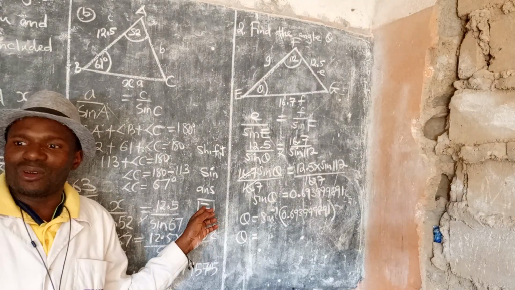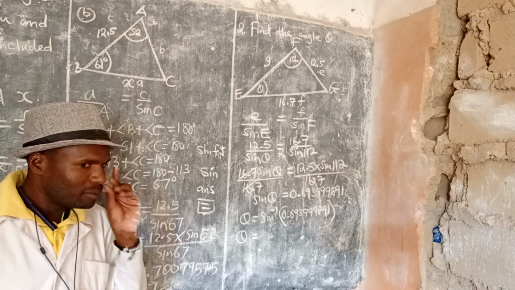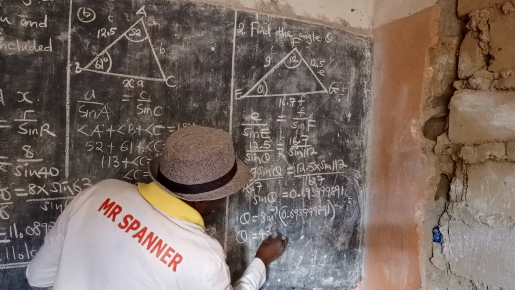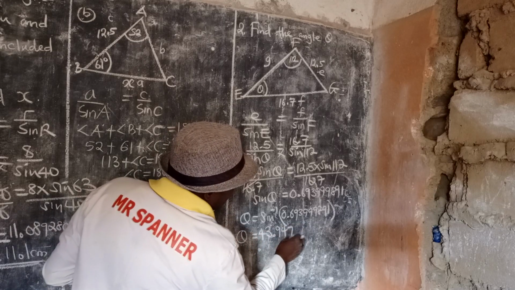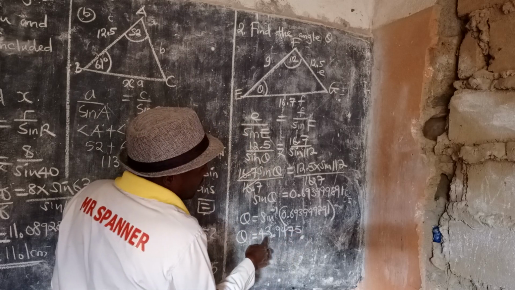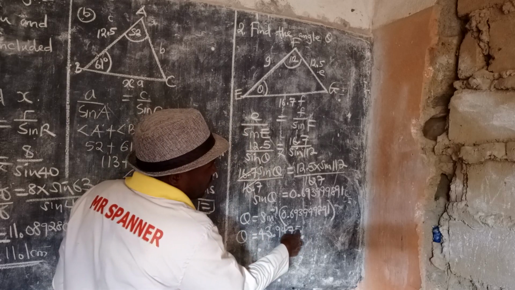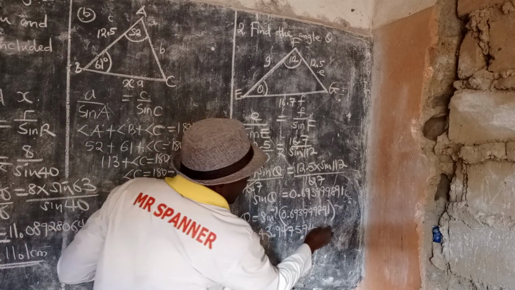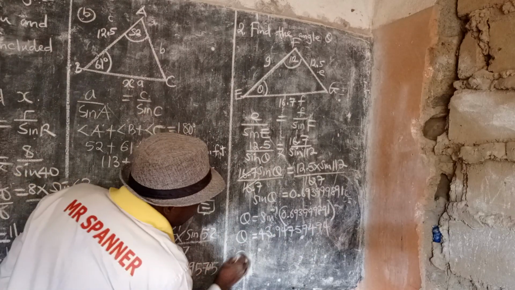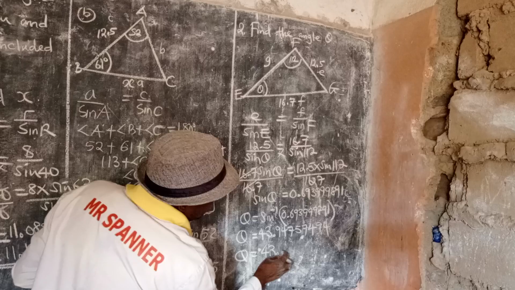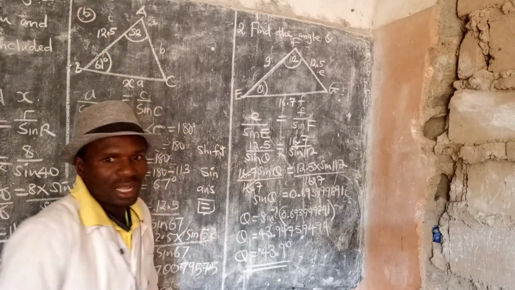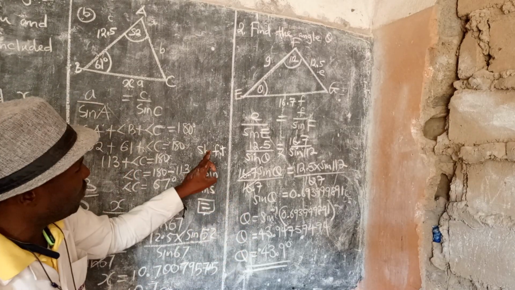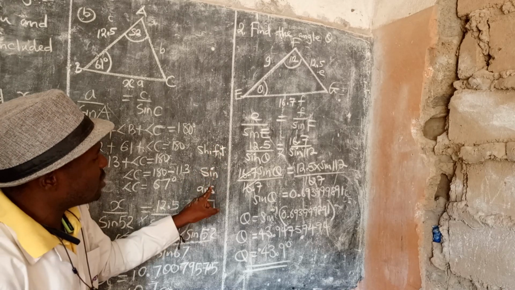Sine inverse of the answer, equals. What is it giving you? 43.9475494. Now we're rounding off to one decimal place for angles, so it will be 43.9 degrees.